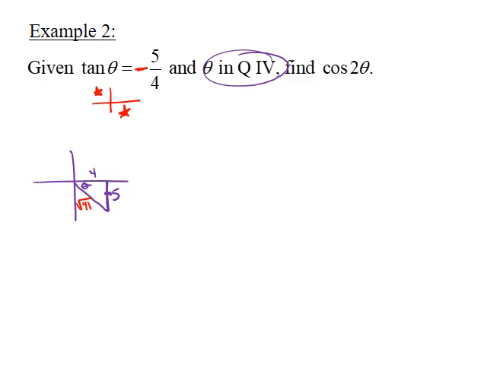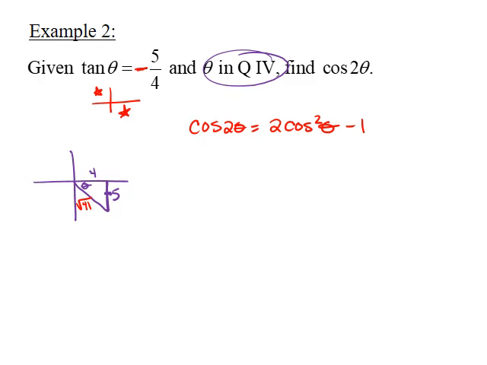Okay, now cosine of 2 theta. When we're dealing with cosine of 2 theta, we really have 3 options. Any of the 3 options are perfectly fine. Whichever one you choose is up to you in this case. So I'm going to choose 2 cosine squared of theta minus 1 here.